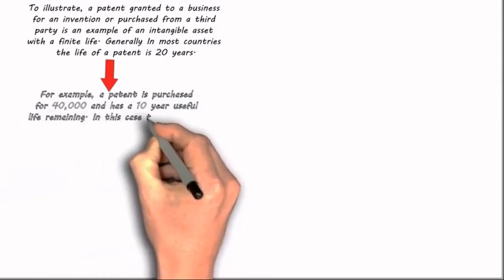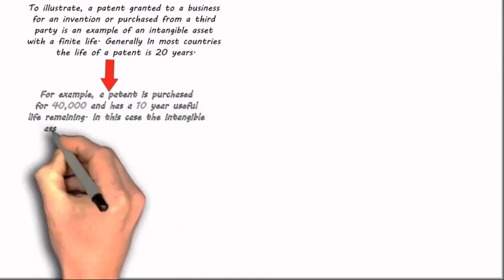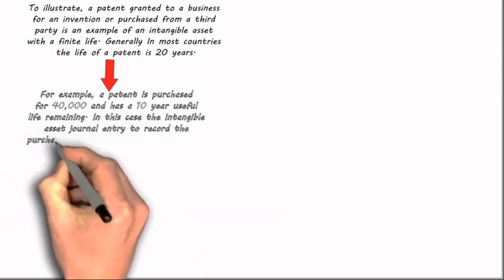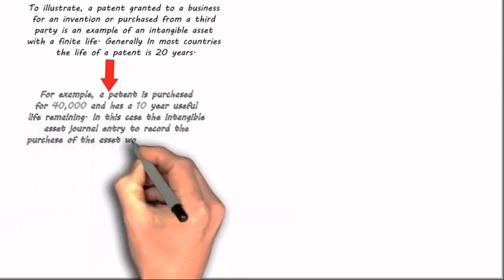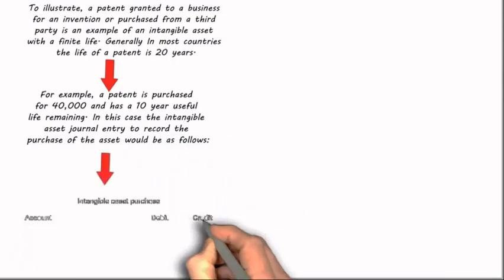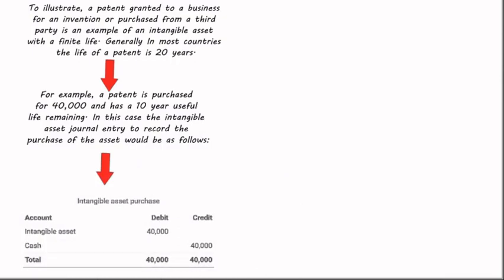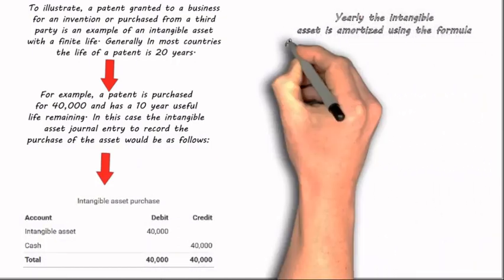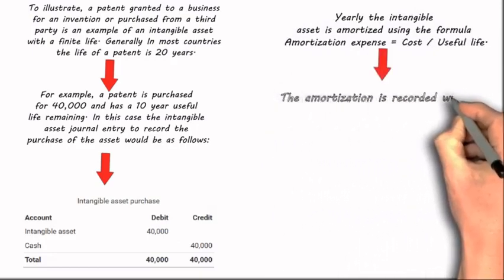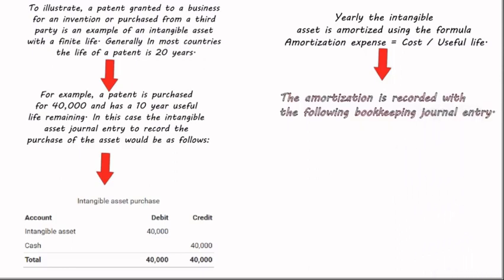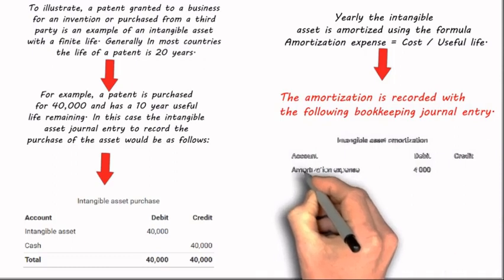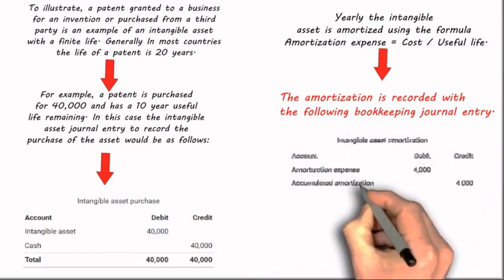In this case, the intangible asset bookkeeping entry to record the purchase of the asset would be as follows. First, debit intangible asset patent account with $40,000, then credit cash account with $40,000. Yearly, the intangible asset is amortized using the formula amortization expense equals cost divided by useful life. The amortization is recorded with the following bookkeeping journal entry. Debit amortization expense with $4,000 and credit accumulated amortization with $4,000.